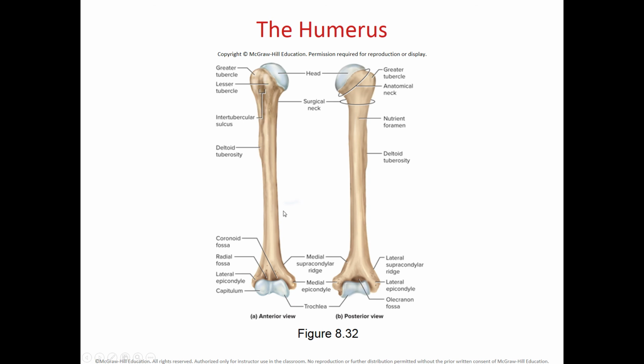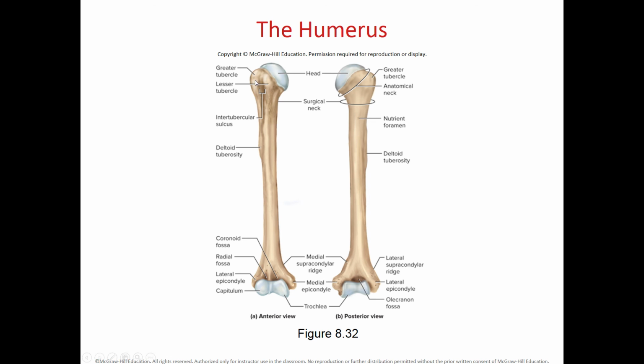Now, this will be the shaft of the humerus, and then a little bit above the middle of the shaft in the posterior view, you can see this deltoid tuberosity. This deltoid tuberosity allows for the attachment of the shoulder muscle, which is the deltoid.